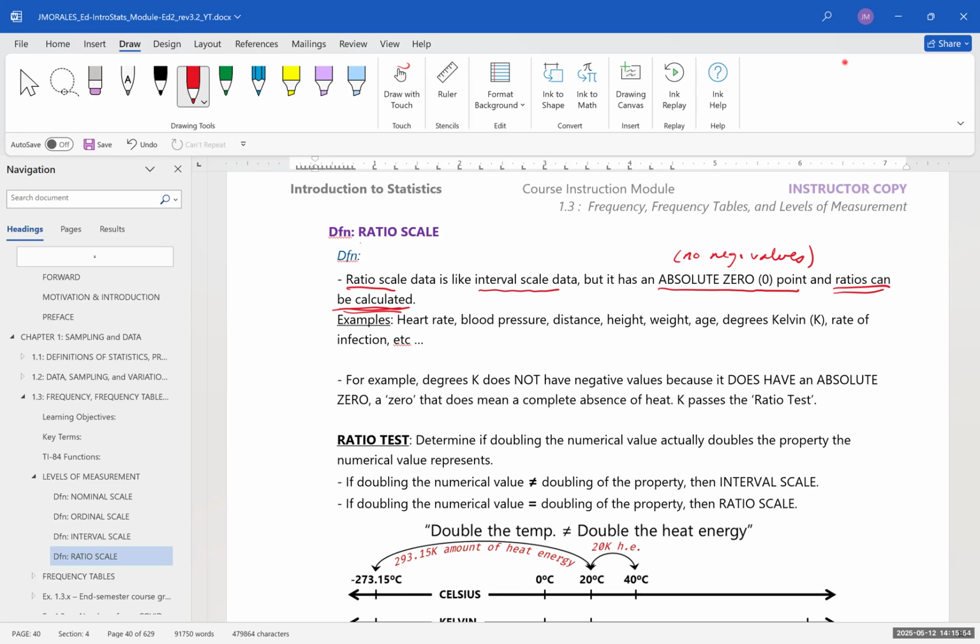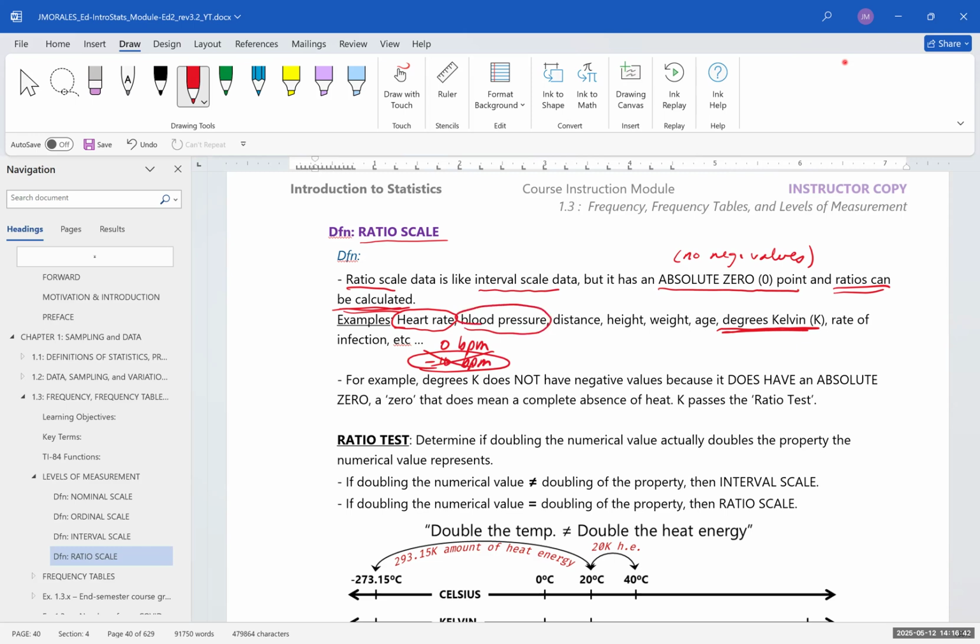Some other examples of ratio scale: I talked in interval scale about degrees Kelvin, but if we look at things like heart rate, for those of you in the health discipline, you can't have a negative heart rate. You can have a heart rate that's really high, like 100 beats per minute or higher. But if someone has a heart rate of 0 beats per minute, they're not alive anymore. You can't have -10 beats per minute. You can only have 0 beats per minute.